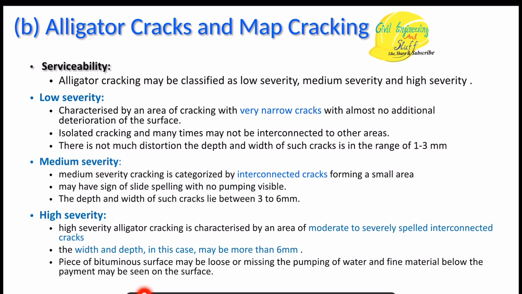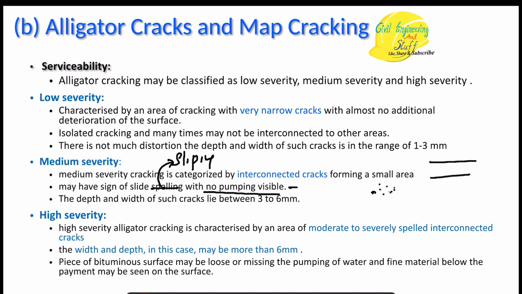In medium severity, we may see the sign of slight spalling, slight slipping, along with no pumping visible. This means that some binder and aggregates may also start to come out. A small amount of aggregate may also start to come out, but no pumping is visible.